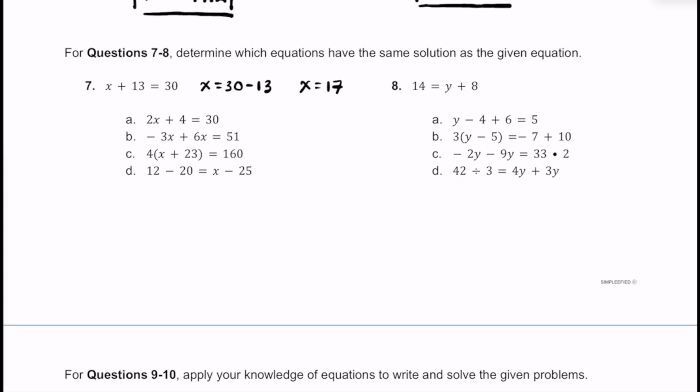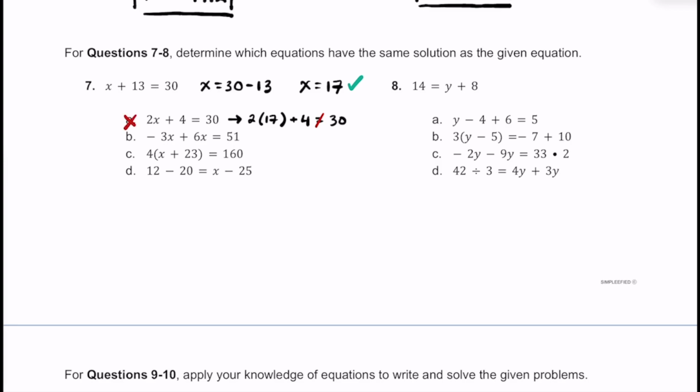So this is the solution that we are going to be using to see if the other equations have the same solution or not, right? If we take a look at option A right now, if we take that 17 and say, does that work for this equation? Well, 2 times 17, we're thinking x is 17, or we're going to see if it is. And if we add 4, well, 2 times 17 is going to be 34. 34 plus 4 is going to be 38. Now, is this going to be equal to 30? I guess that's the question. And it's not equal to 30, right? So you can see that that is not going to work. So option A is not going to have the same solution.